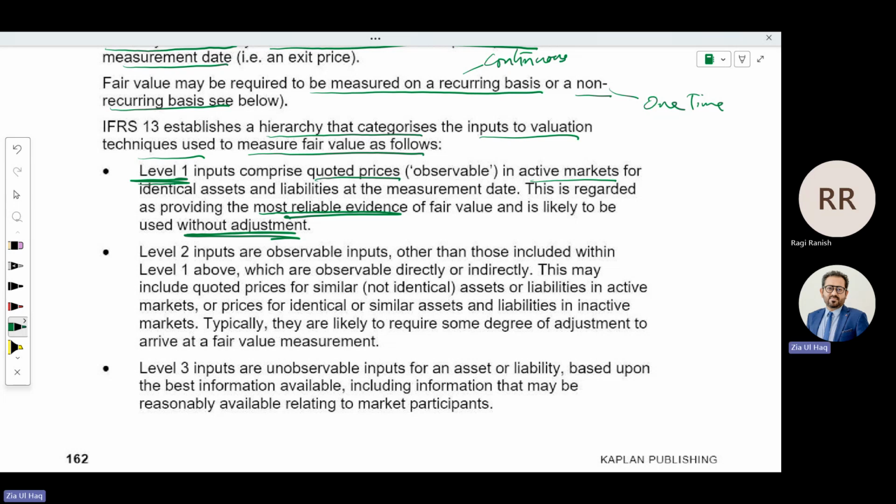So what is level one method of measuring fair value? We use quoted prices from active market. That is more reliable evidence of fair value. And we use this fair value without any adjustment. Three words you need to remember: quoted market prices, more reliable evidence values, and use without adjustment.